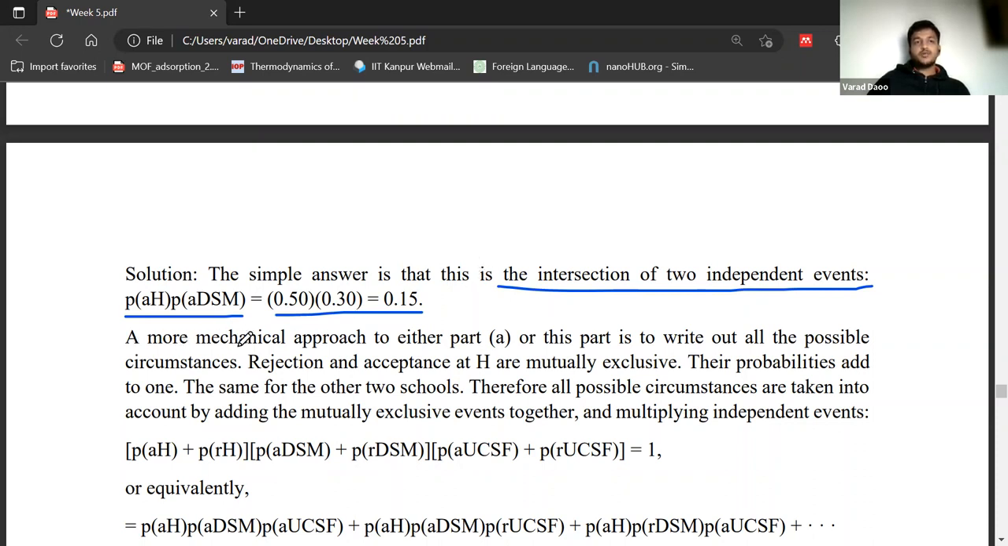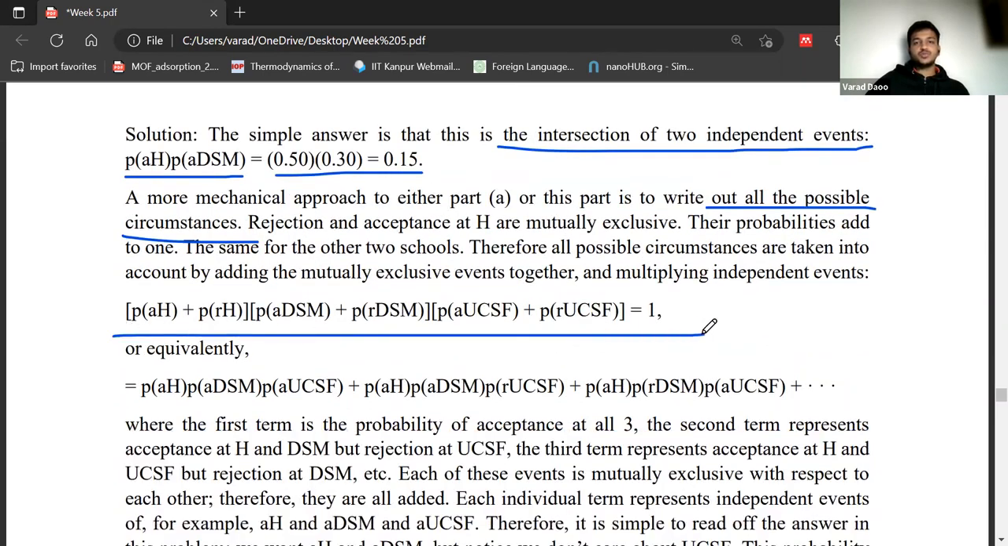The other way would be a more mechanical approach, to write down all the possible circumstances. Rejection and acceptance at H, Harvard, are mutually exclusive, so their probabilities add to 1. The same holds for the other two schools. Therefore, all possible circumstances are taken into account by adding the mutually exclusive events together and multiplying the independent events, which corresponds to this expression.